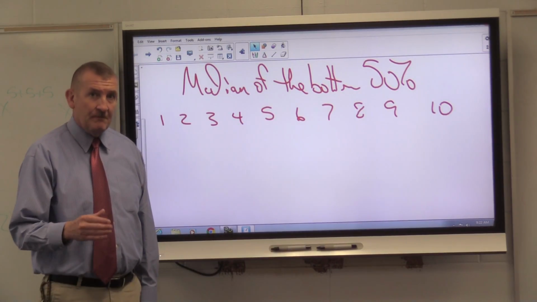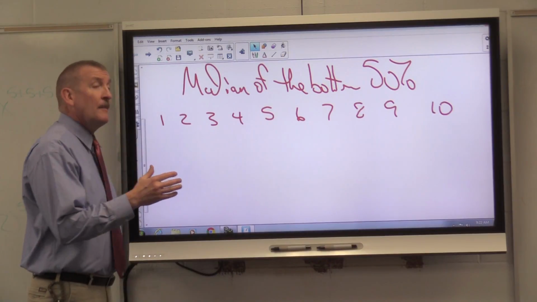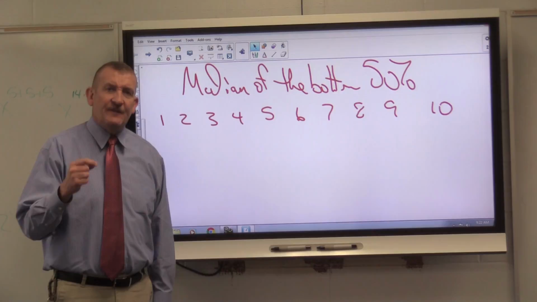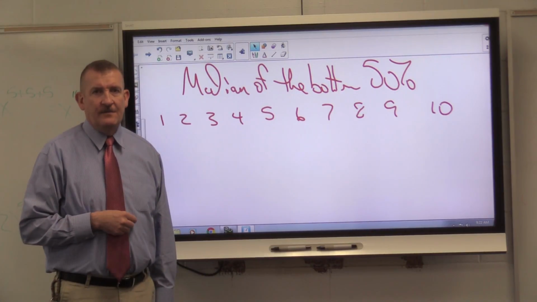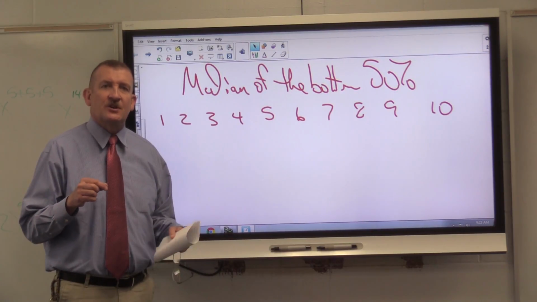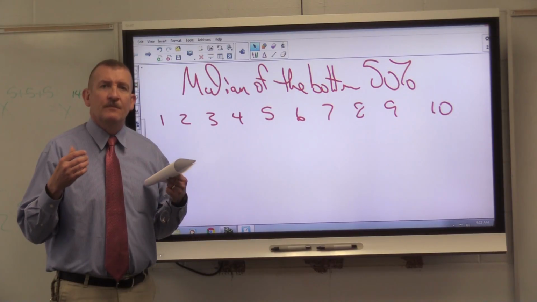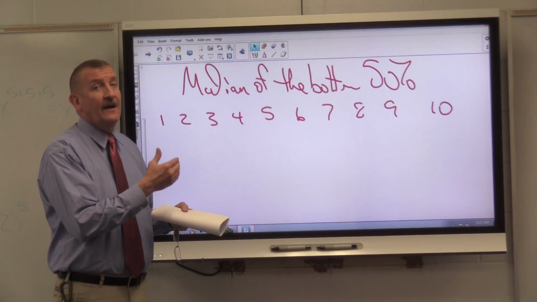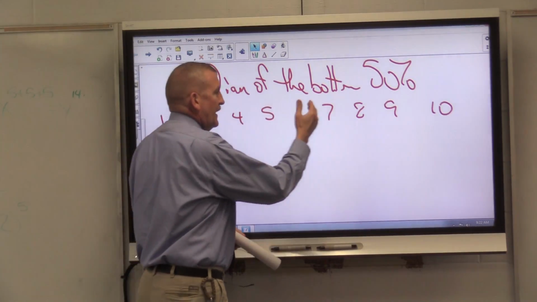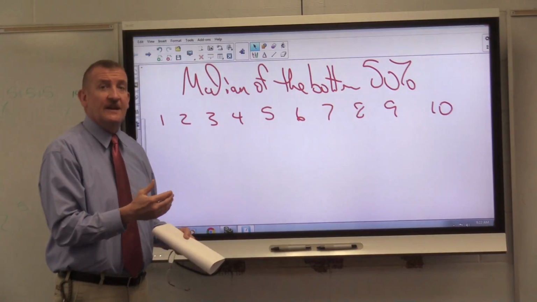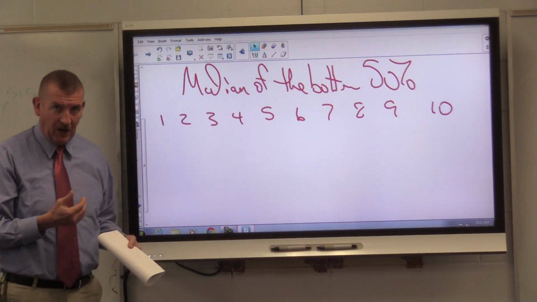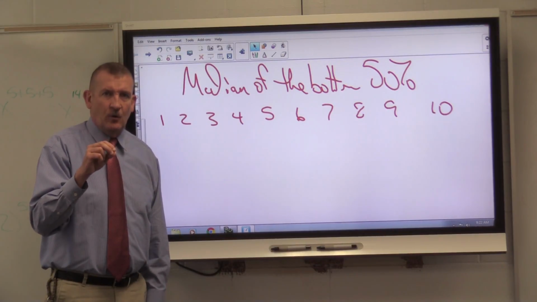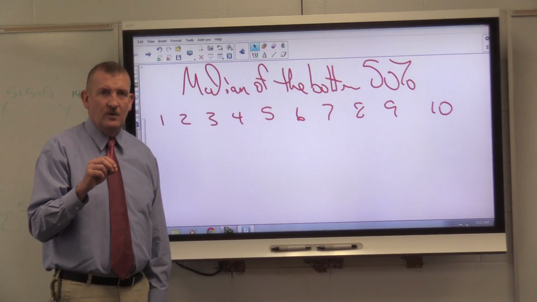Now, basically, let's talk about the median. The median breaks the data down into lower and upper 50%. 50% is above the median, 50% is below the median. Your median is what's called the second quartile, Q2.